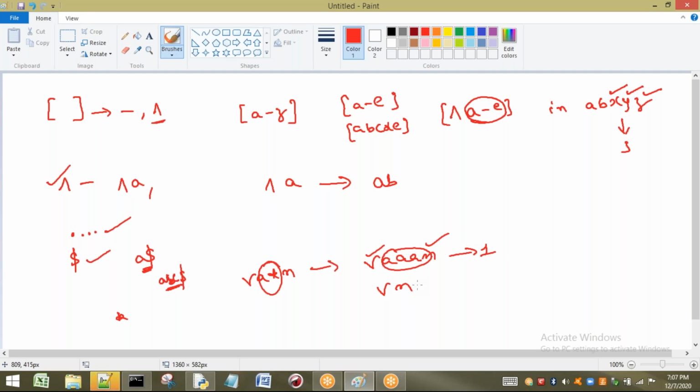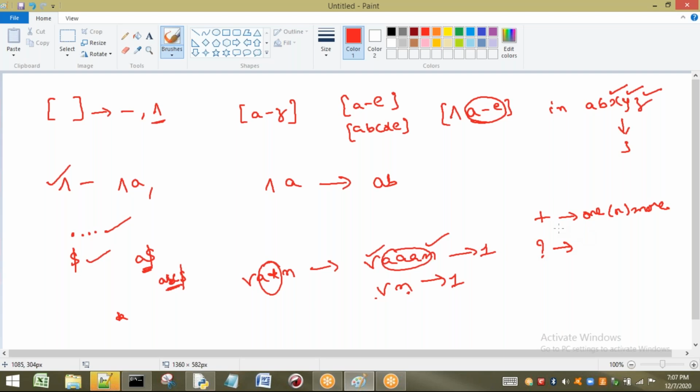If I take VN, it is also considered as one match. The reason is that V should be 1 and N should be 1, and in between, 0 occurrences of A can be there. Right. Next, what about plus? Here, at least one occurrence, one or more, is fine. With star it is 0 or more, but here it is one or more.